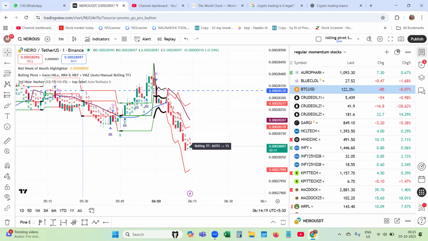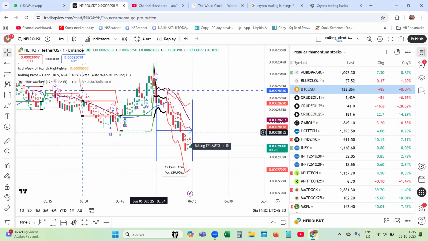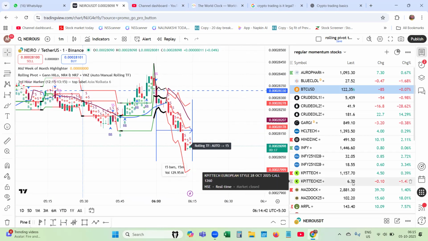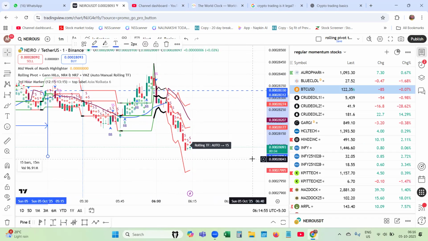Actually, how many are there? Let me see how many came down. 11 bars, 12. So around 15 bars, these pivots will converge and again the trend will be established. Let us check around 6:15, 6:16 exactly. My pivots will converge, and it appears to show trend continuation.